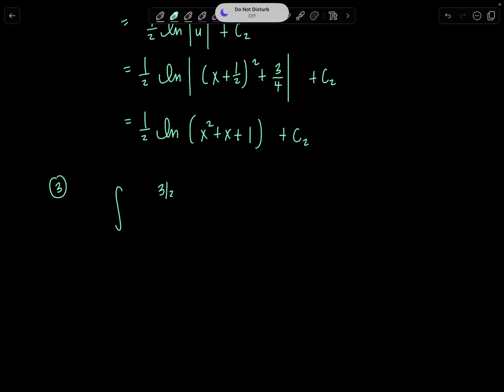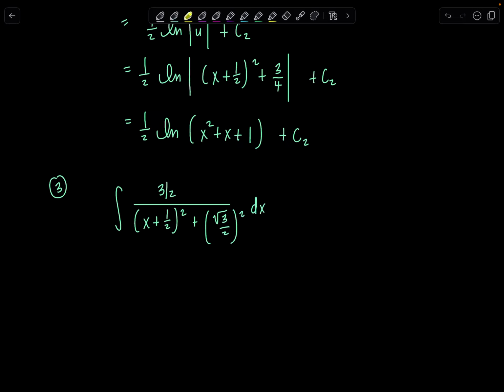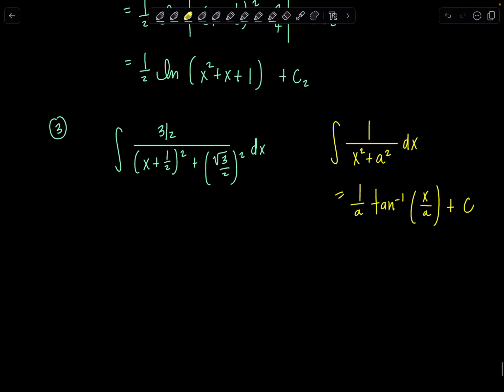We've got 3/2 over x plus 1/2 quantity squared plus, it's 3/4, but I'm going to write it as, are you ready? Rad 3 over 2 quantity squared dx. Because I want you to recall when you have integral of 1 over x squared plus a squared dx, it's 1 over a tan inverse x over a plus c. So this is our A, rad 3 over 2. Okay, and then the 3/2 is just going to come along for the ride.